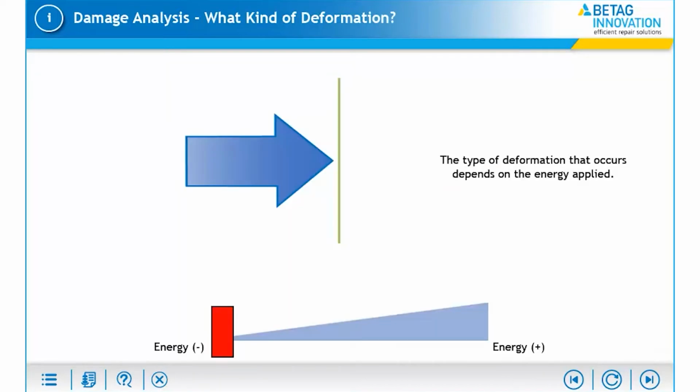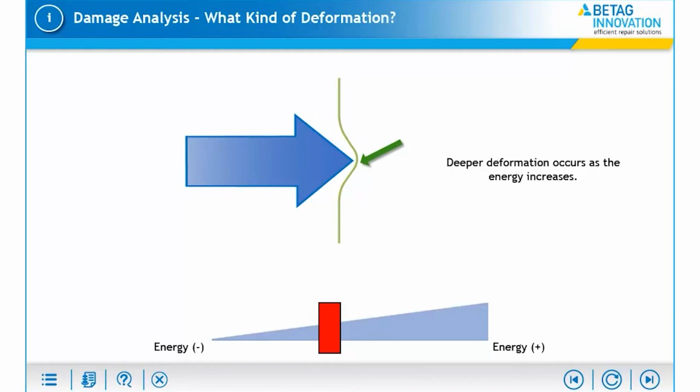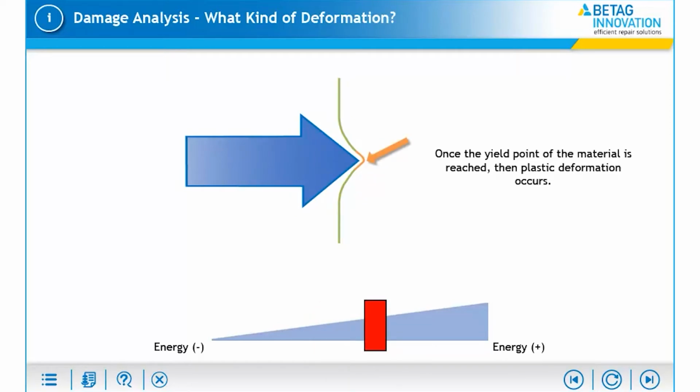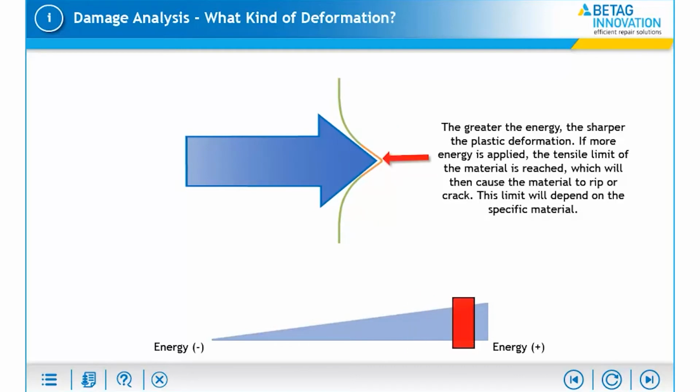The type of deformation that occurs depends on the energy applied. Low energy causes elastic deformation. Deeper deformation occurs as the energy increases. Once the yield point of the material is reached, then plastic deformation occurs. The greater the energy, the larger the area of plastic deformation. On the outside of the damage, there is also elastic deformation. The greater the energy, the sharper the plastic deformation.